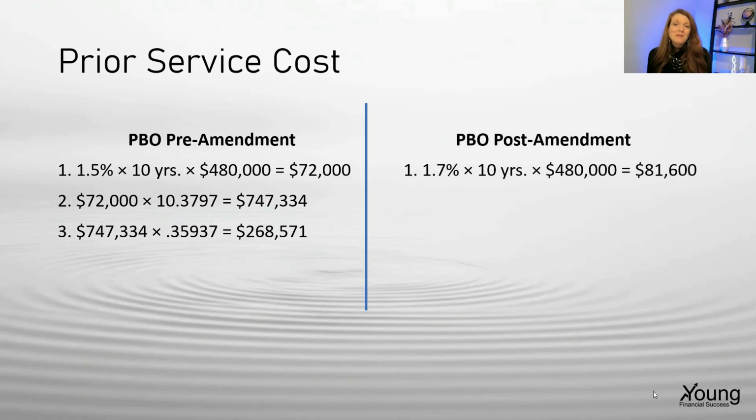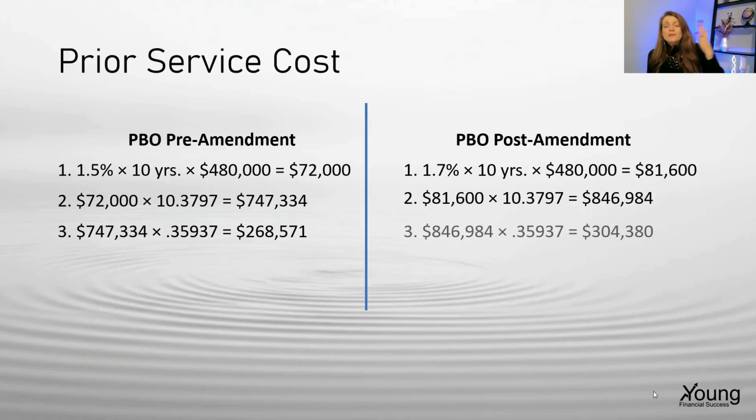Then we have the amendment saying they're actually going to pay even more. It's going to be 1.7%. So we do the exact same calculations, but now they're going to be paying her $81,600 each year after she retires. We find the present value of that annuity because it's a series of payments, and that is $846,000 on the day she's expected to retire, which I believe was 2056.